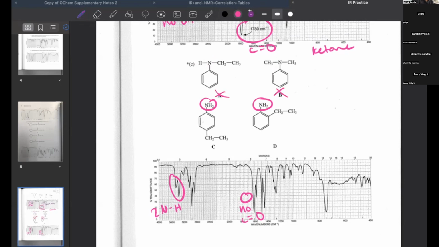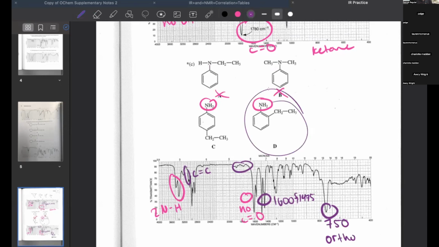Next up, we're going to look at aromaticity. I see some overtones here, and I do see some carbon double bonded carbon peaks here. I also see a 1600 and a 1475. Additionally, I see a peak that is only 750, so that would be ortho substituted. So most likely it's going to be D. And again, the point of this packet is just to look at functional groups. You don't actually have to pick one of the compounds. This is an amine.